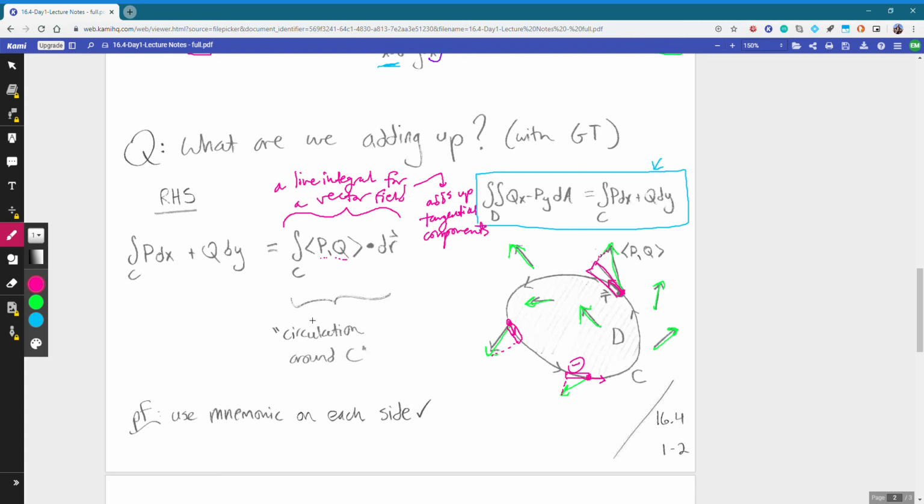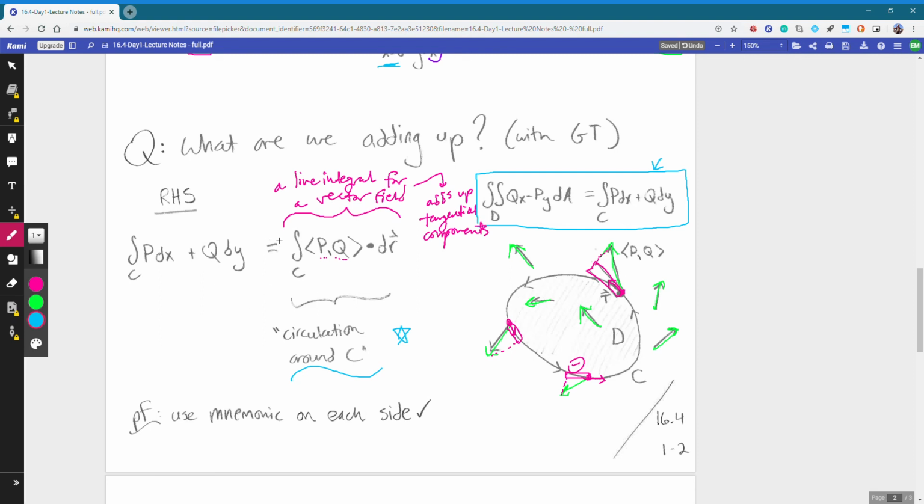The physical name that we give for what this is computing is the circulation around our curve. And this is the physical interpretation. If it's positive, it's telling us our fluid is coming along the same direction, counterclockwise. If it's negative, then it's mostly moving the other way. So this line integral, written as a vector field line integral, has a nice physical interpretation as the circulation of our fluid around our curve.